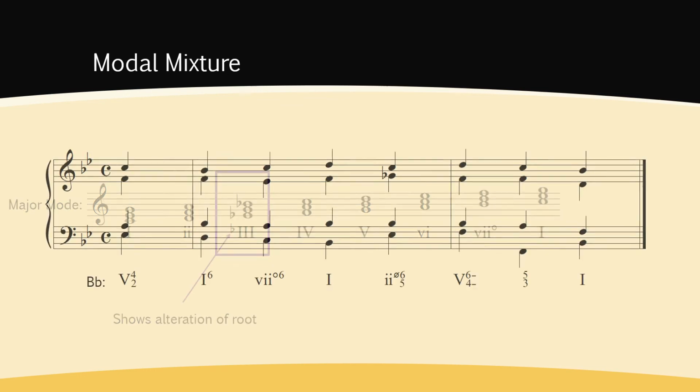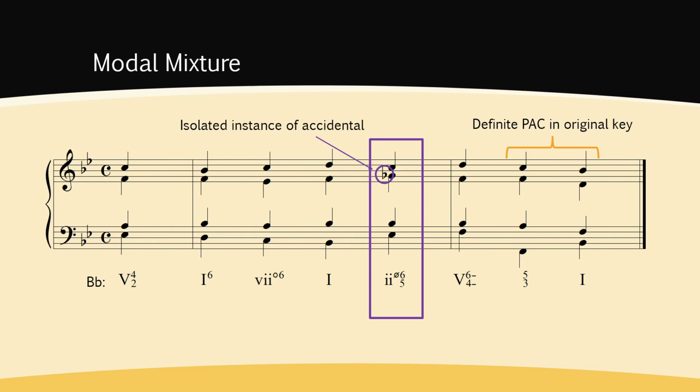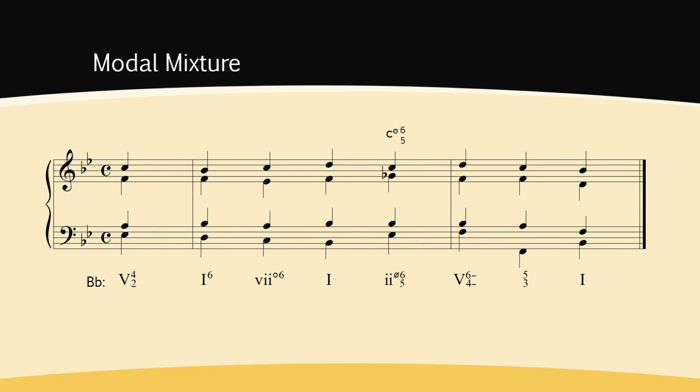Modal mixture is different from an actual change of mode, because modal mixture only occurs on a single chord. If a series of chords involve mixture and also lead to a cadence, then you should consider the possibility that the piece has modulated. Modal mixture is also different from an applied chord because the harmony will not proceed to the chord to which you assume it applies. You will have to pay careful attention to the chords before and after the use of any chromaticism in order to determine whether the chord you are currently analyzing is part of a modulation, an applied chord, or modal mixture.